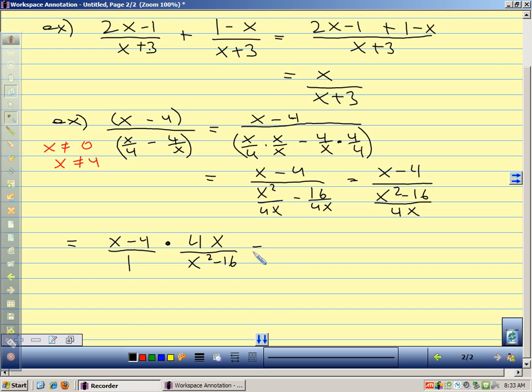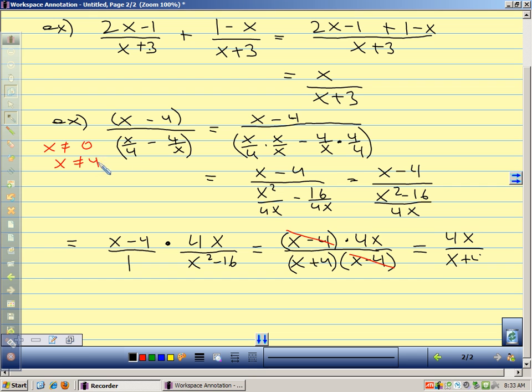Now what do you think we're going to do? Factor the x squared minus 16. So I get x minus 4 times 4x over x squared minus 16, which is x plus 4, x minus 4. And I can cancel now. Cancel the x minus 4. And I finally get that this is 4x over x plus 4.